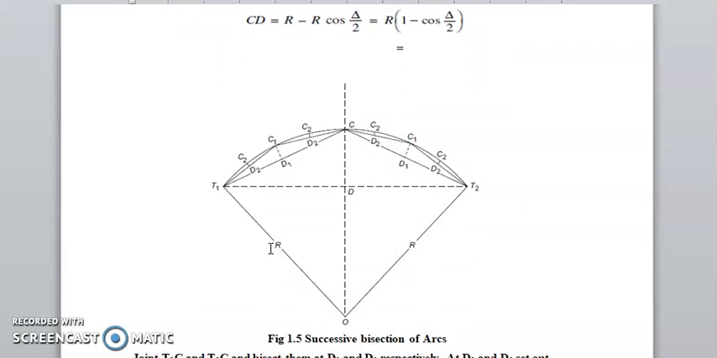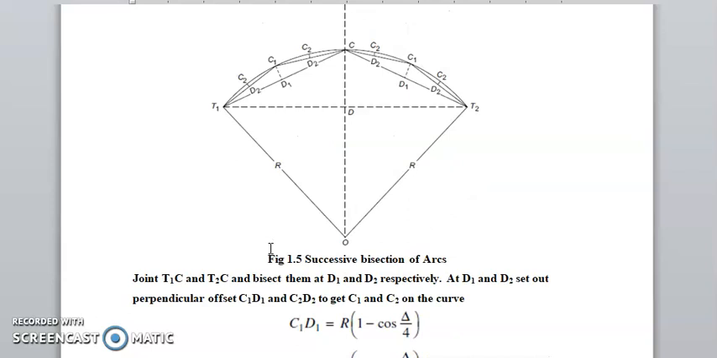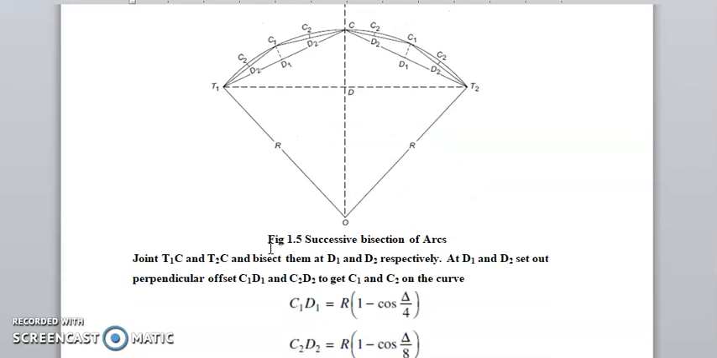Successive bisection of the arc. We will bisect the arc and join, then finally we make the curve. Join T1C1 and T2C2, bisect them at D1 and D2 respectively. At D1 and D2 set out the perpendiculars CD1 and CD2 to get C1 and C2 on the curvature.